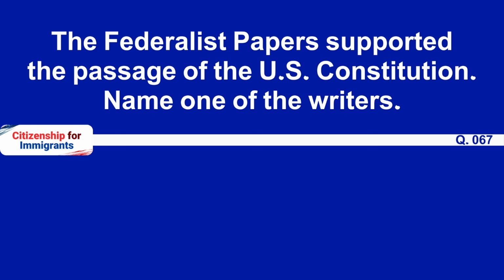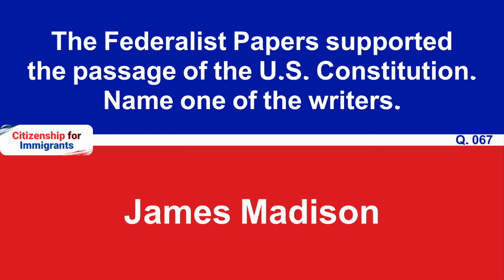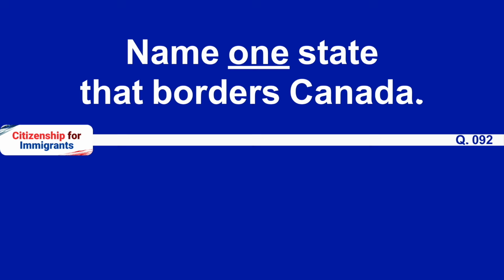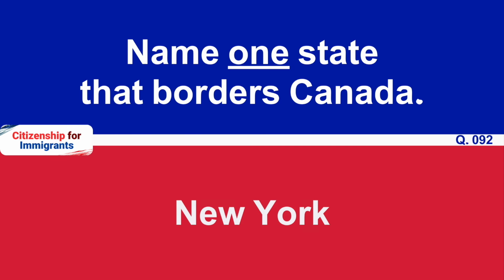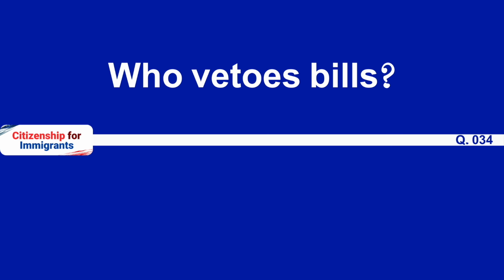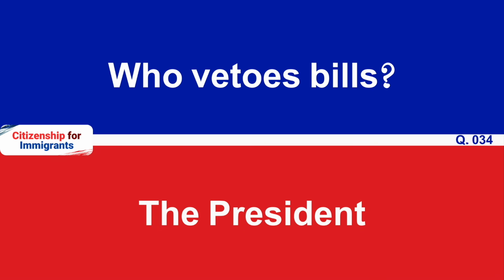The Federalist Papers supported the passage of the U.S. Constitution. Name one of the writers. James Madison. Name one state that borders Canada. New York. Who vetoes bills? The President.